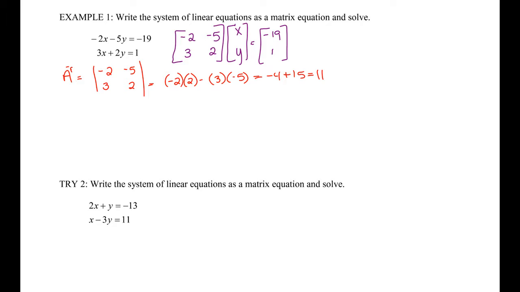We need to remember from our notes on identity matrices and the inverses that I then take 1 over the determinant, and we're going to multiply it by the switched matrix. So my diagonal downs switch spots, and the diagonal ups switch their sign. And then we're going to go ahead and multiply the scalar of 1 over 11 into each term. So I'm going to get 2 over 11, 5 over 11, -3 over 11, and -2 over 11. This is my inverse matrix.